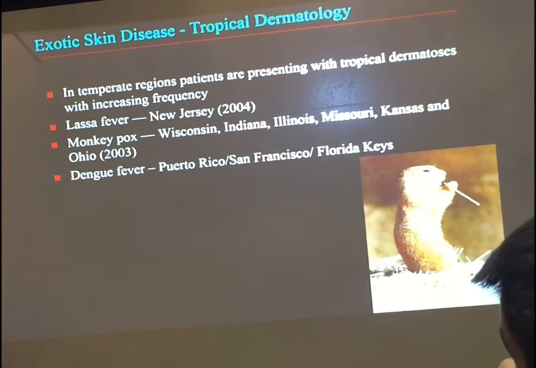Moving on to another viral illness, so we've covered Lassa fever. At that time, in the early 2000s, dengue was being reported in the Keys, Puerto Rico, and then I have a picture of a prairie dog here. Anybody know why? For what?